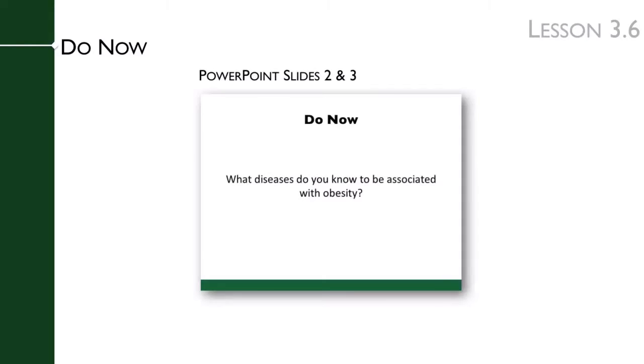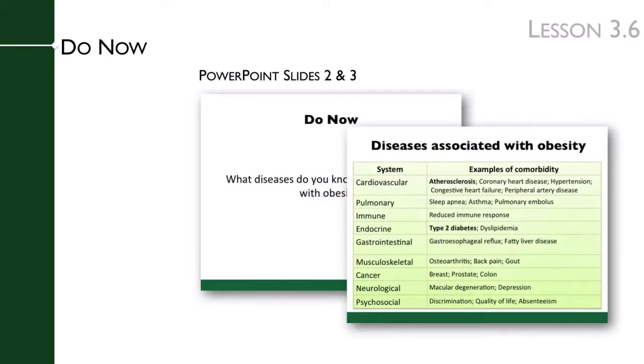Ask your students what diseases are associated with obesity before showing them slide 3. Students have seen the table in slide 3 back in lesson 3.1. For the remainder of this lesson, we will focus on type 2 diabetes and atherosclerosis.